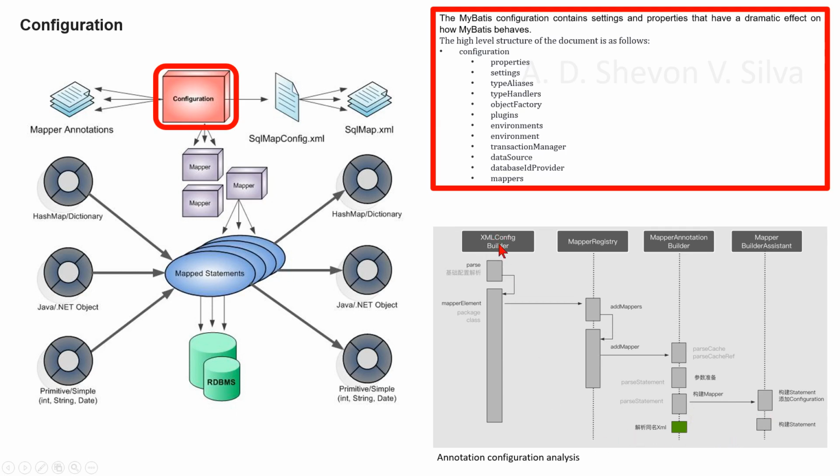Here you can see XML config builder in its parse and a mapper element in package or package class. Here the mapper element is connected to addMappers in mapper registry. Here addMappers is connected to addMapper, and addMapper is connected to parse, cache-ref in mapper annotation builder here. Then it's the parse statement, then parse statement is connected to mapped statement and configuration in mapper builder assistant, and then statement.